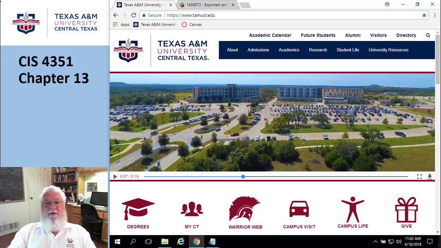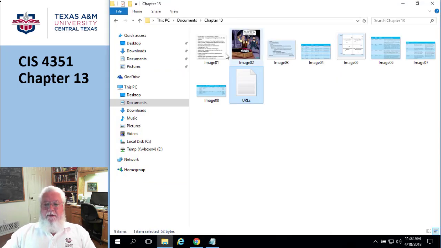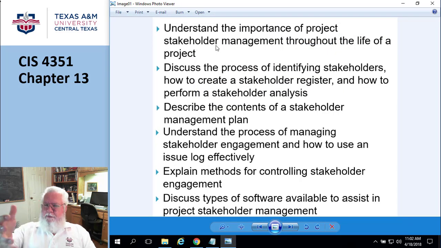Okay, welcome. This is Chapter 13, the Lucky 13, the last chapter in the entire course. Yay! This is about stakeholder management. So you guys know how this works. We're going to start with the learning objectives on page 495.